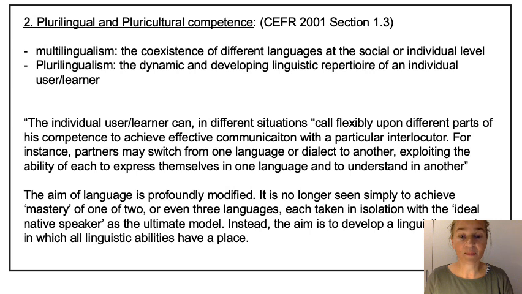So, for instance, people talking to each other may switch from one language or one dialect to another as the conversation progresses, in order to maximize the communication between each other. So here, within the plurilingual context, the aim of language is completely modified. It's no longer the aim to replicate a language as the ideal native speaker would speak it, but instead we are aiming to develop a linguistic repertoire in which all the different linguistic abilities have a place, and then for the language learner to understand when to grasp which part of that repertoire, be it in a different language or a different dialect.